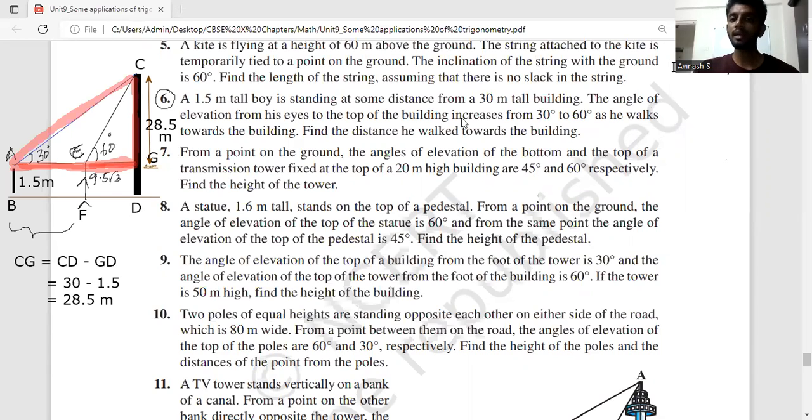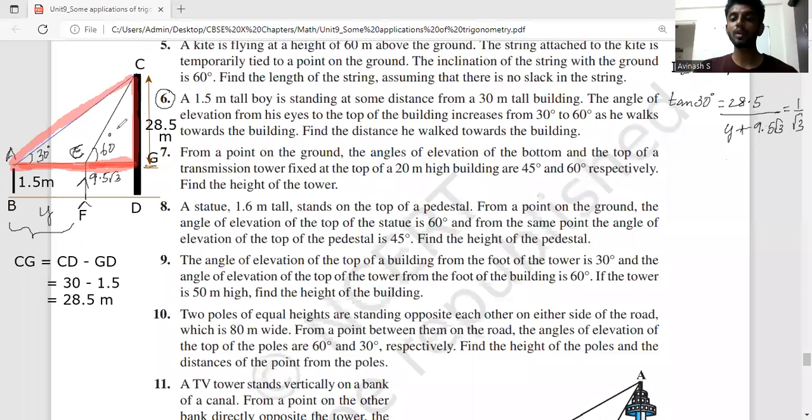In triangle CAG, again we are going to apply tan 30. This time, the opposite side of 30 degrees is again 28.5. But the adjacent will be the whole of this, where we don't know the value of BF, so we'll assume it as Y, plus we have already found 9.5 root 3. So tan 30 is equal to 1 by root 3. This is something that we need to know.